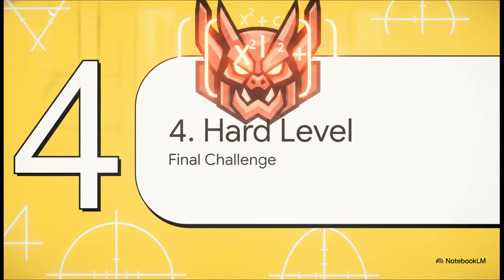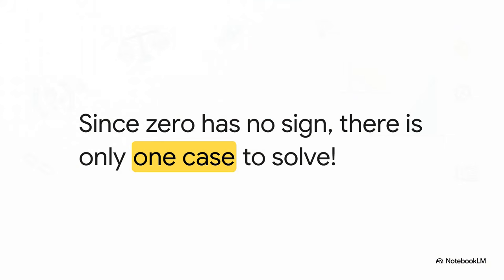All right, it is boss time. Welcome to the hard level final challenge. Here's our final boss problem. The absolute value of x squared plus 9x plus 14 equals 0.